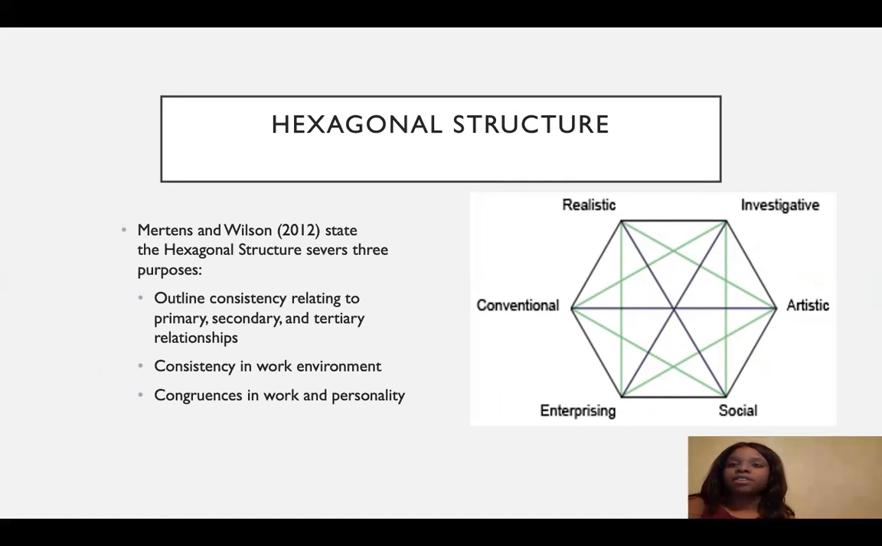Aside from secondary assumptions, the hexagon structure serves three purposes. The first purpose is to outline consistencies as they relate to one's interests, which can be referenced in primary, secondary, and tertiary relationships. The second purpose of the hexagon structure is to define consistencies in work environments. The third purpose of the hexagon structure is to find congruence in one's work and personality.